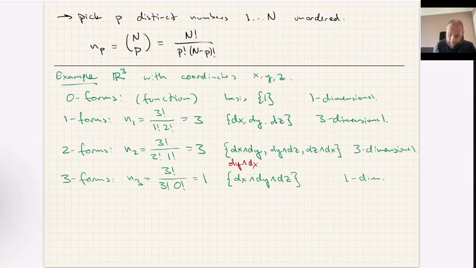And then for the 3 forms, of course, I have to choose all of them in order to get 3. So there's only one way I can do that. Then I can write them in any order I want. It will differ at most by a sign.